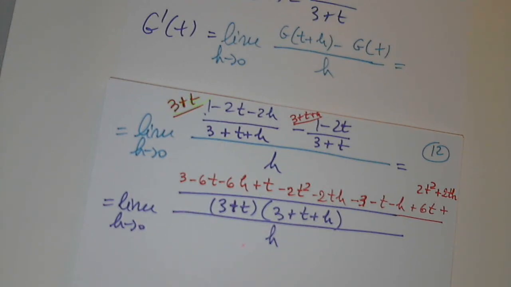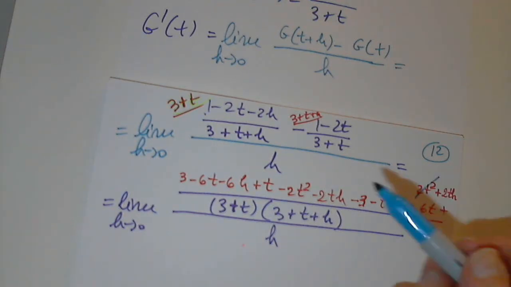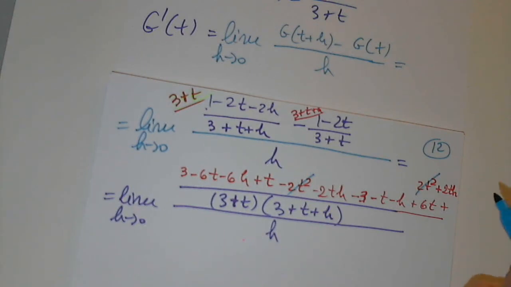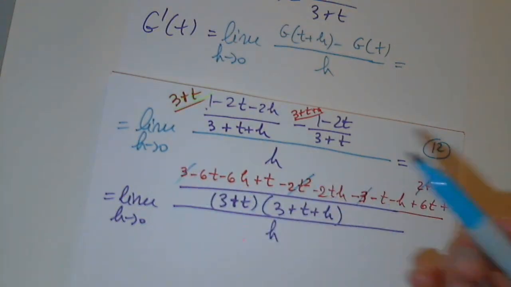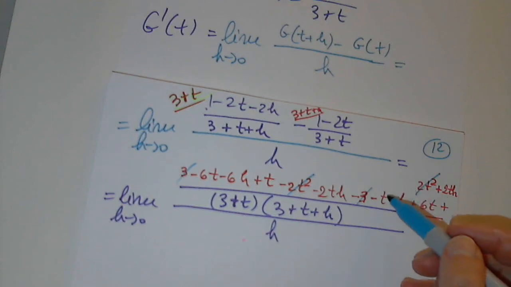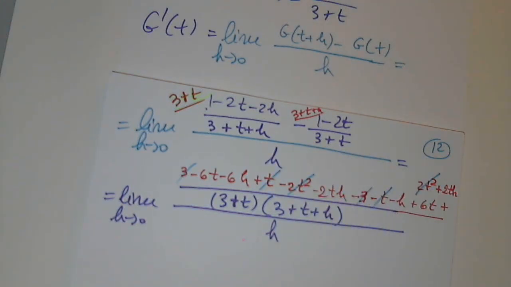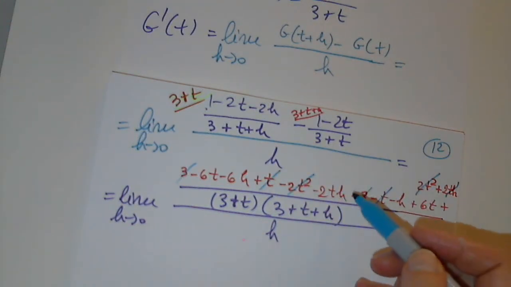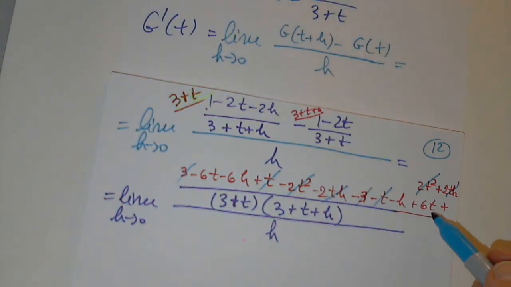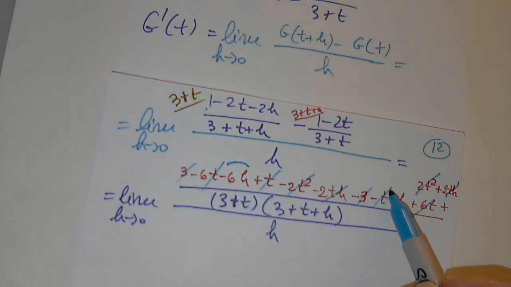Okay, remember all terms without h must go away. If more go away, it's a bonus, that's fine. But definitely the positive 2t squared with a negative 2t squared. The positive 3 with a negative 3. The positive t with a negative t. Luckily, 2th with negative 2th. 6t with a negative 6t. Good. So this is left and this is left. Nothing else. Just two terms: negative 6h and negative h. So that's a negative 7h.